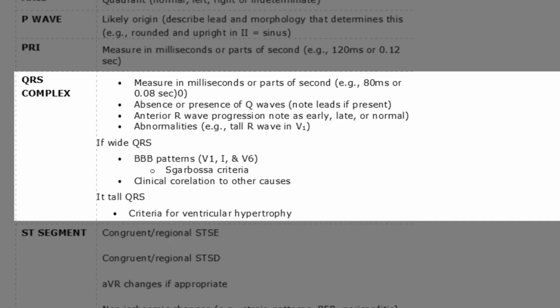And I'll just come back to the QRS complex. Remember, we might look at this in one of 3 ways. If it's a narrow complex QRS and there is no glaring abnormalities, there's 4 steps that we're going to go through. One's to measure its duration. The next is to look for the presence or the absence of Q waves, what the R wave progression looks like, and whether there's any other abnormalities. And the example I've given there is a tall R wave in V1.